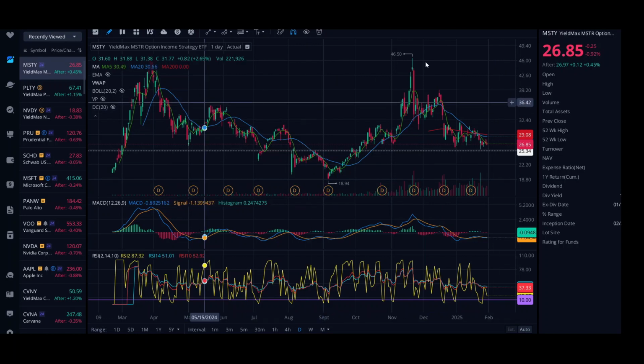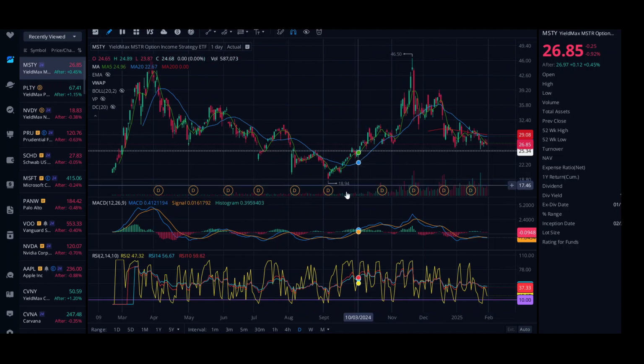It has gone as high as $46.50, and it has gone as low as $18.94. So a big move up and down on this one. It is very volatile. It does use the underlying of MSTR, a large portion of which is in Bitcoin, and Bitcoin itself is volatile. Okay, so let's slide over to my spreadsheet and let's find out what my averages are.